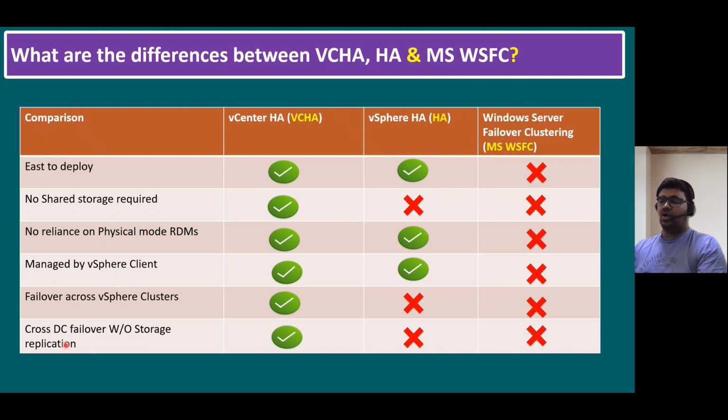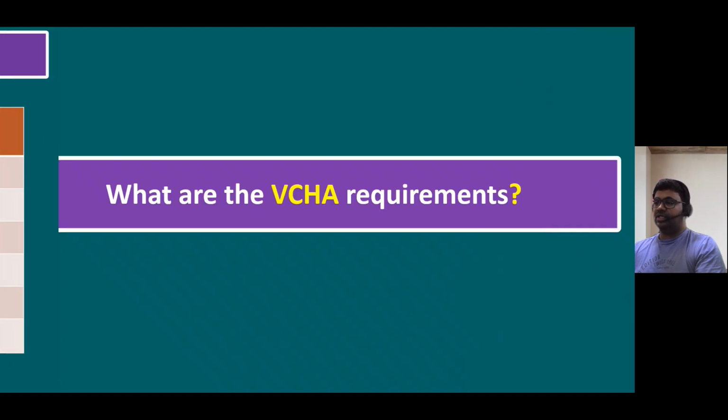Another point is cross DC failover without storage replication. It's possible only with vCenter high availability. But if you want to do this vCenter high availability configuration, there are some prerequisites. So let's understand the prerequisites now.